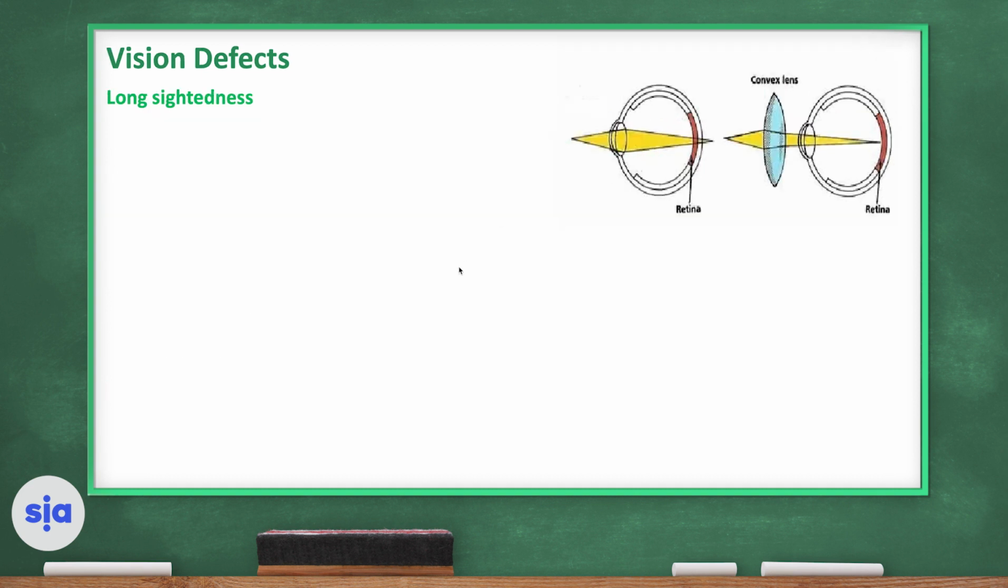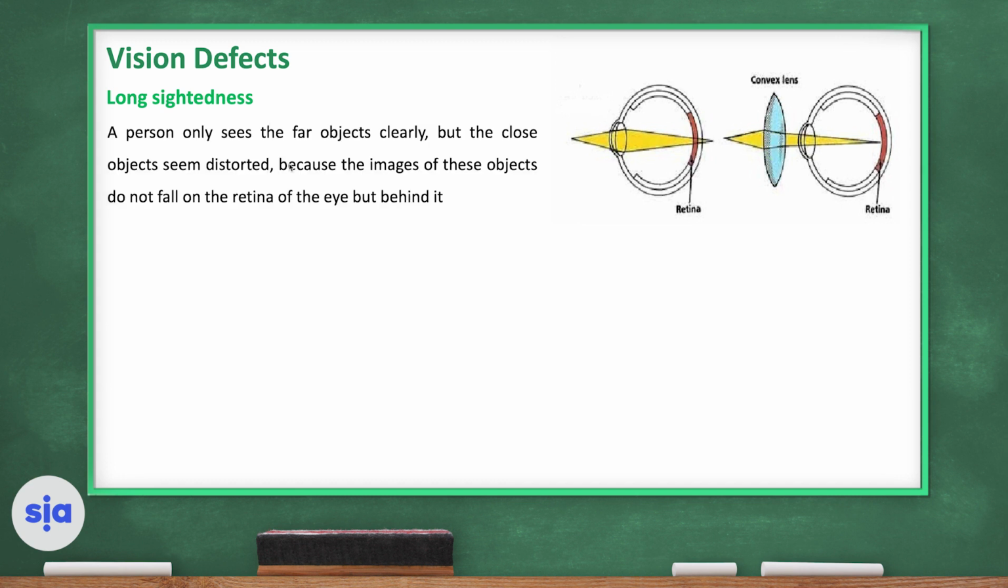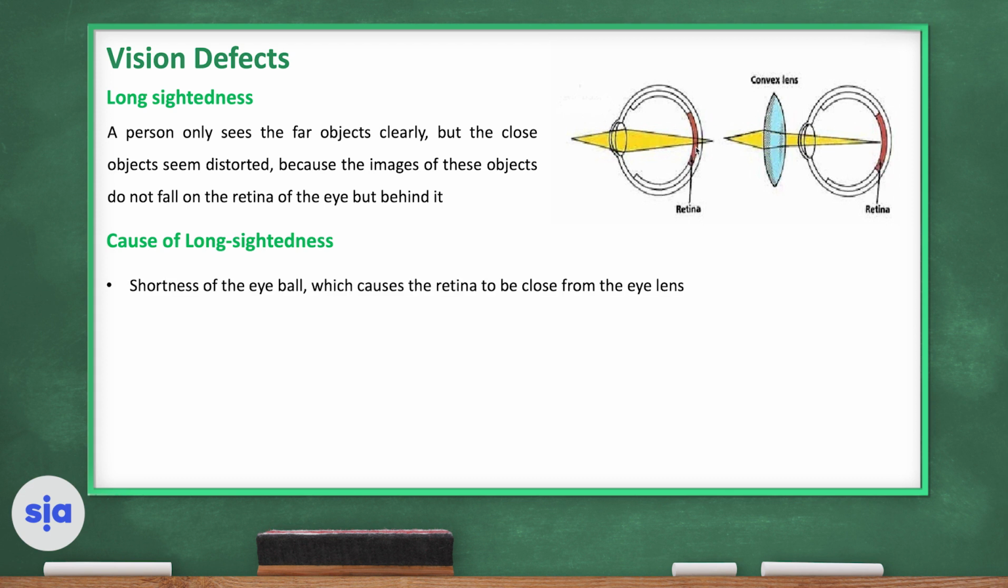The other type of vision defect is long-sightedness, where the person can see the far objects clearly, but the close objects are blurry or distorted because the image will not fall on the retina. The image will form behind the retina, not on the retina. And this could be because of the shortness of the eyeball, which causes the retina to be close to the eye lens.